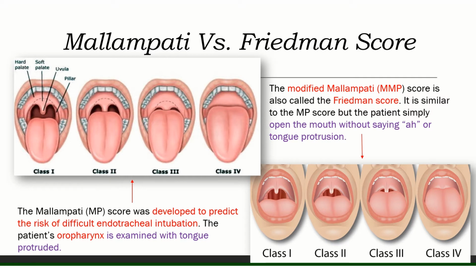The regular Mallampati, you ask the patient to open their mouth and say ah. The modified, you literally just ask them to open their mouth. And if they stick their tongue out, you ask them to just put their tongue back in. So it's the same thing. The only difference is whether or not the tongue is out. Modified, the tongue stays in. So just make sure you remember that on the test.